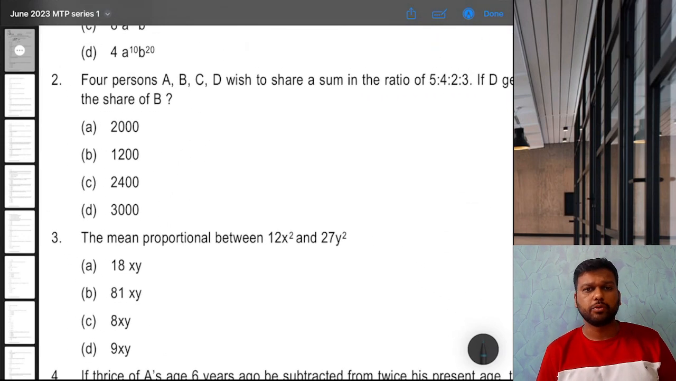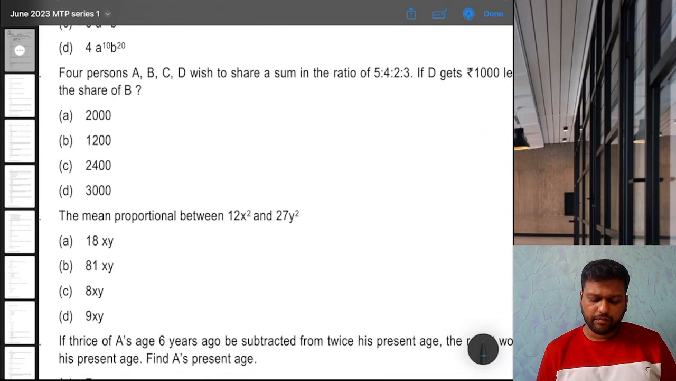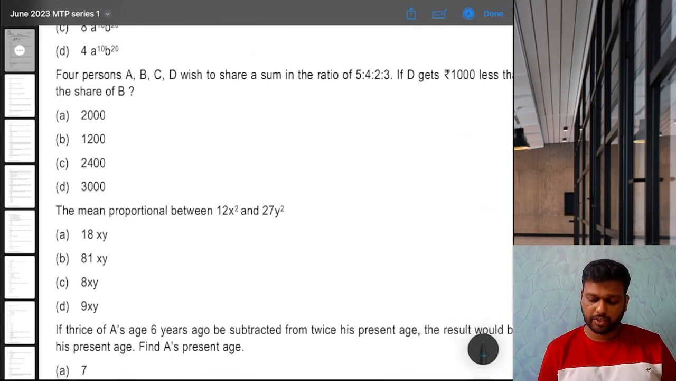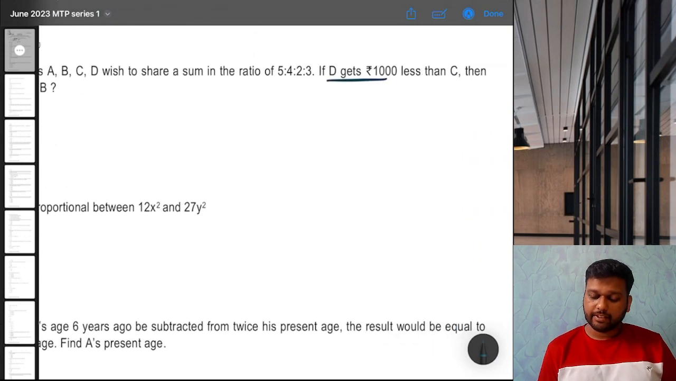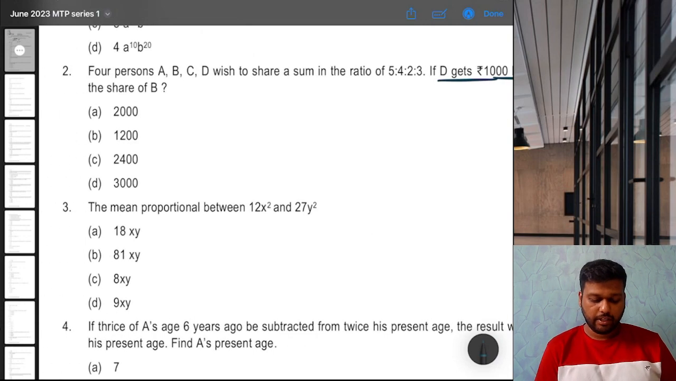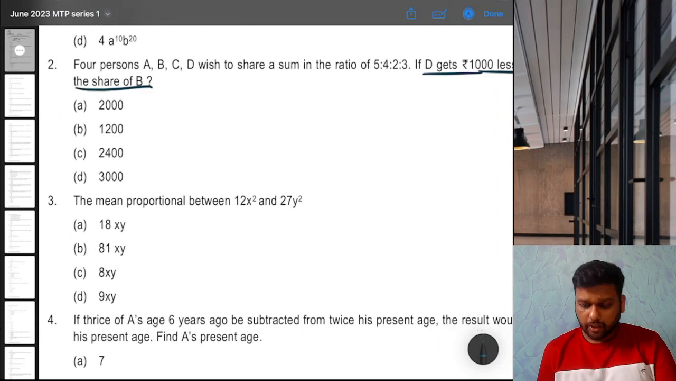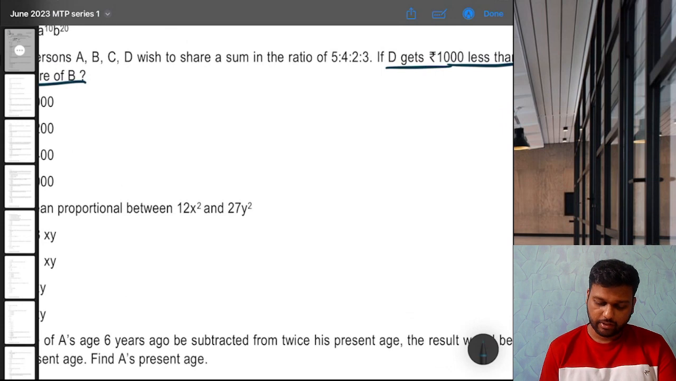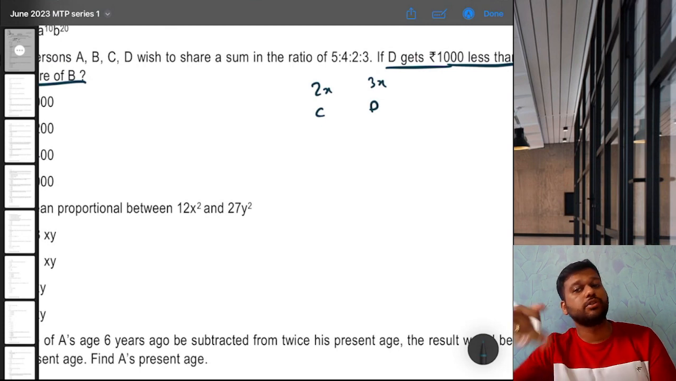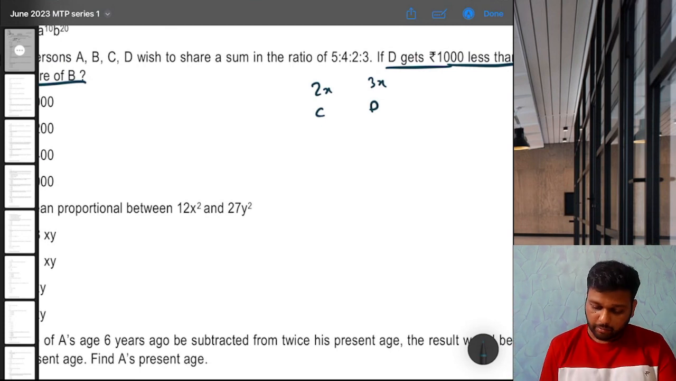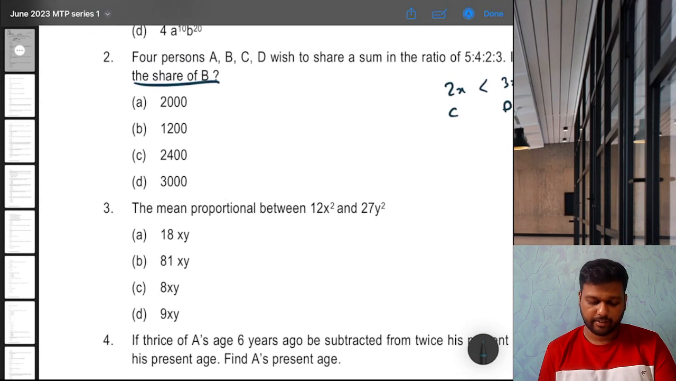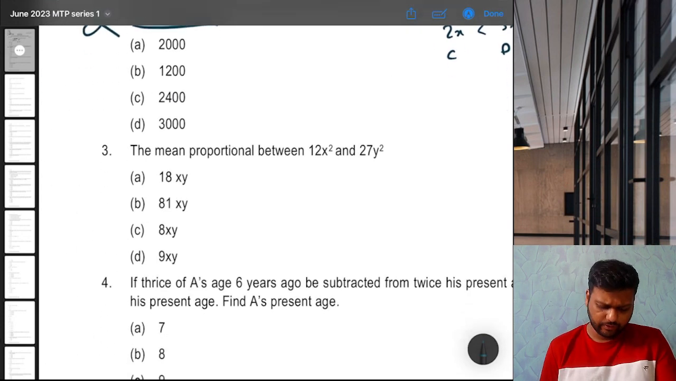Second, ratios. Four persons A, B, C, D wish to share a sum in the ratio 5, 4, 2, 3. If D gets 1000 less than C, then what is the share of B? Now this is a wrong question, because C is getting 2x and D is getting 3x. But they are saying D is getting 1000 rupees less than C. That is not correct, because in fact D is getting more than C, right? So forget about the question.